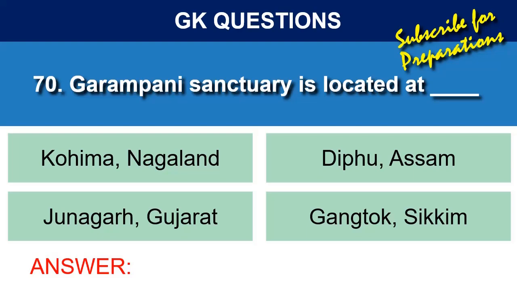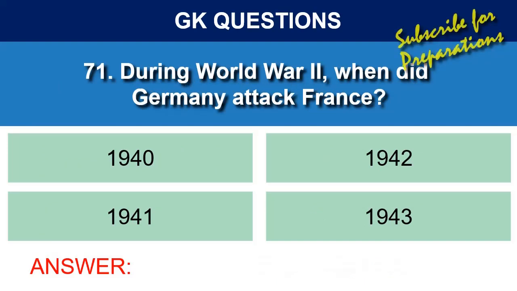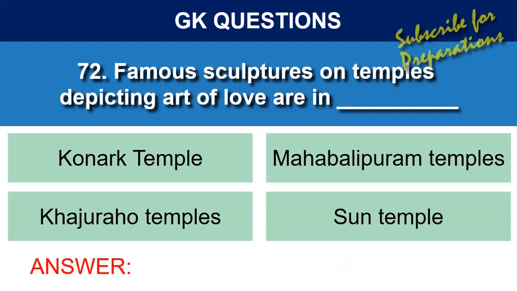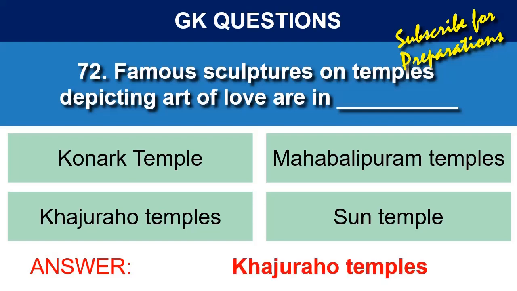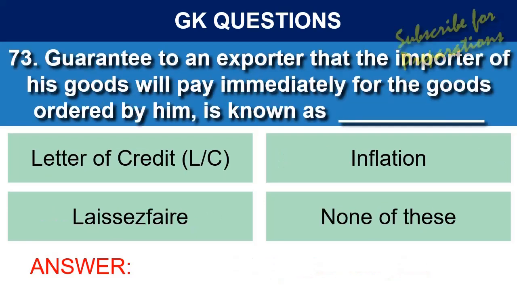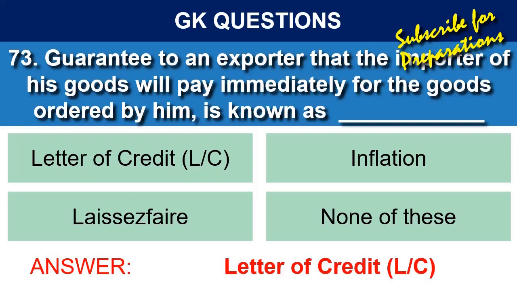Garampani Sanctuary is located at Diphu, Assam. During World War II, when did Germany attack France? 1940. Famous sculptures on temples depicting art of love are in Khajuraho temples. Guarantee to an exporter that the importer of his goods will pay immediately for the goods ordered by him is known as letter of credit.